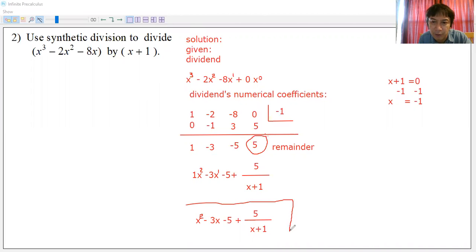So this is the final required quotient. This is the result of the synthetic division. You see 1, -3, -5 will be the coefficients of the quotient, and it will start 1 degree lower from the degree of the dividend. So if the highest degree of the dividend is 3, then your answer will be squared. All right, so that's it.